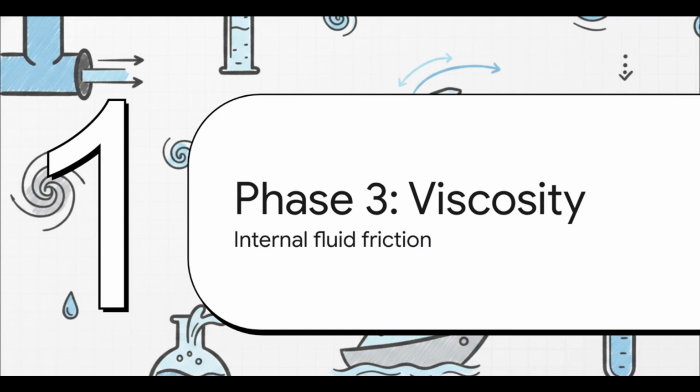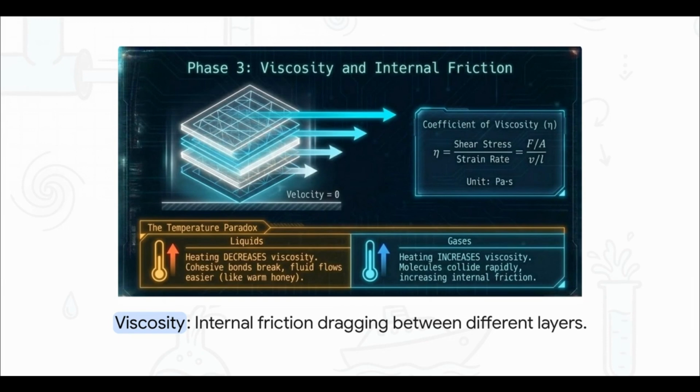Section 4, Phase 3: Viscosity and Friction. Perfect equations are great, but in the real world, things are a bit sticky. Real fluids don't slide perfectly. They suffer from internal friction, which we call viscosity.